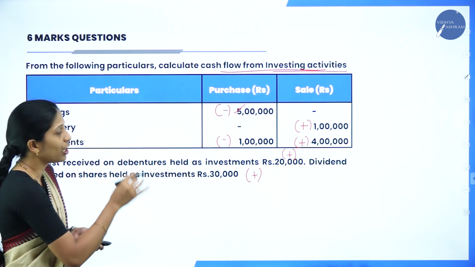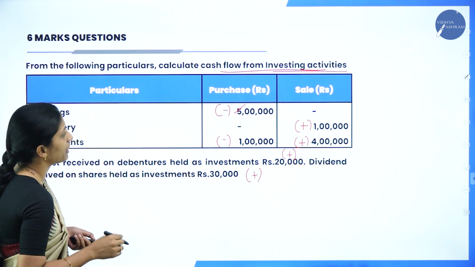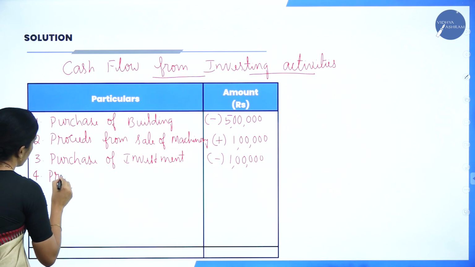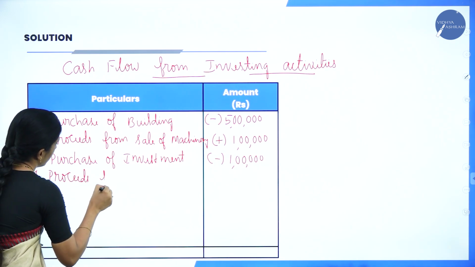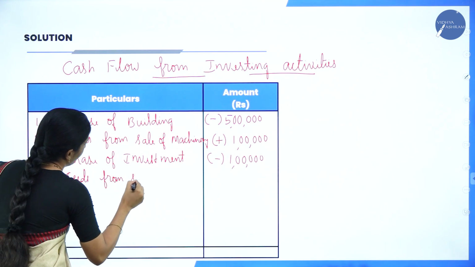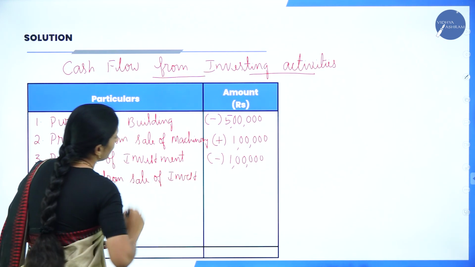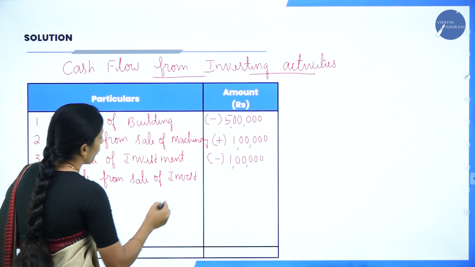Next we have sale of investment, proceeds from sale of investment, plus 4 lakh.